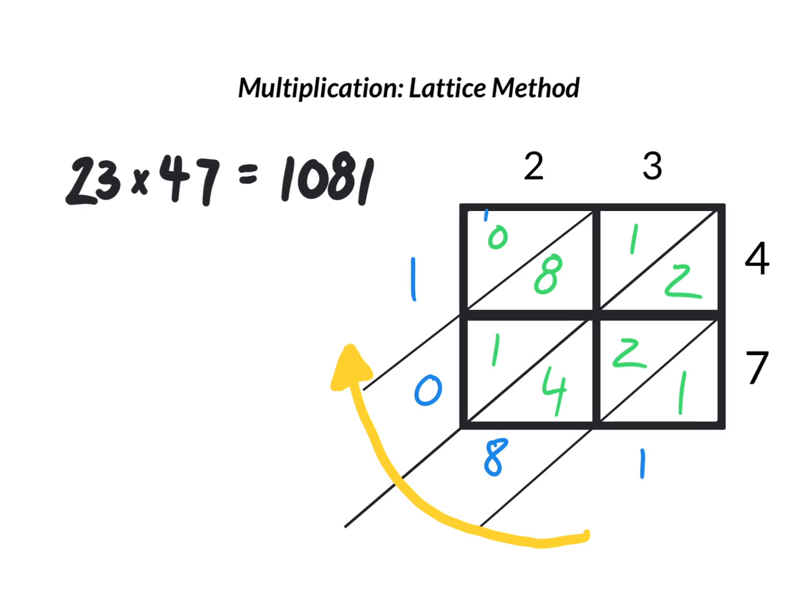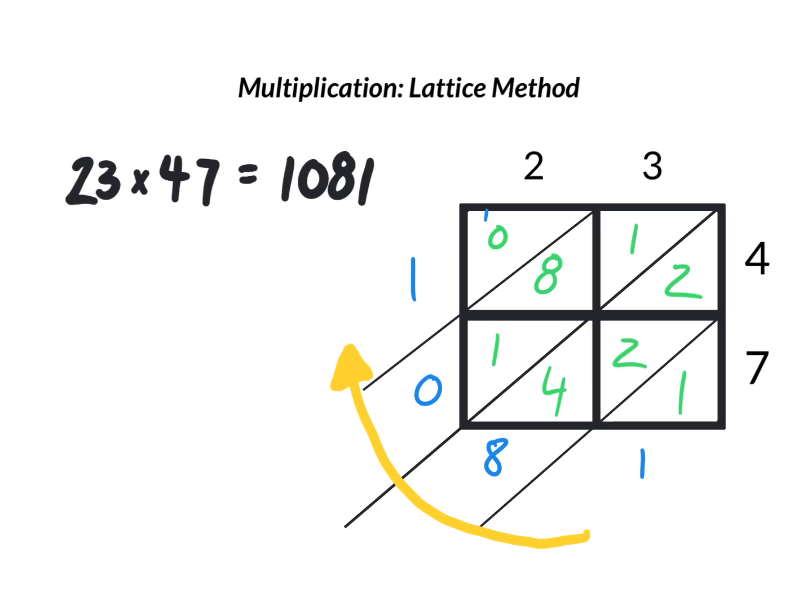We know that 2 times 7 equals 14. We put the 1 at the top and the 4 at the bottom. We know that 3 times 7 is 21. We put the 2 at the top and the 1 at the bottom. Now, let's work diagonally. So we can see that 1 plus nothing is 1. So we put the blue 1 down the bottom.